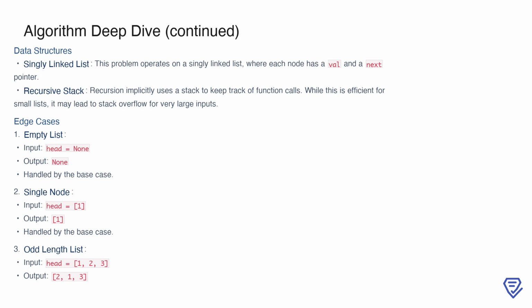Let's consider some edge cases. For an empty list, the input is None, so the output is also None, which is handled by the base case. Similarly, for a single node list, there's no pair to swap, and we simply return the single node. Finally, for an odd-length list, the last node doesn't have a pair, so it remains unchanged, as seen in the example of 1-2-3, which becomes 2-1-3. These edge cases demonstrate the robustness of the algorithm and its ability to handle different scenarios gracefully.